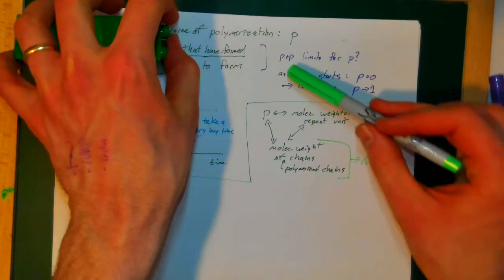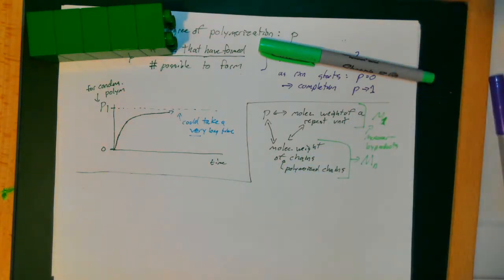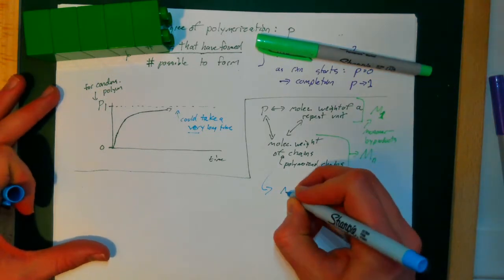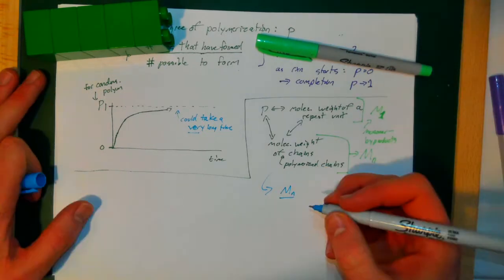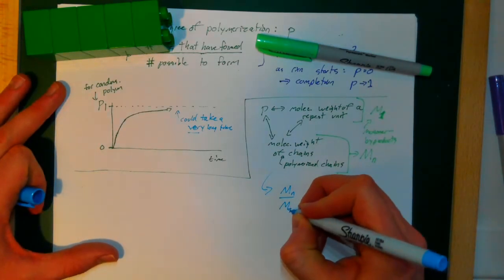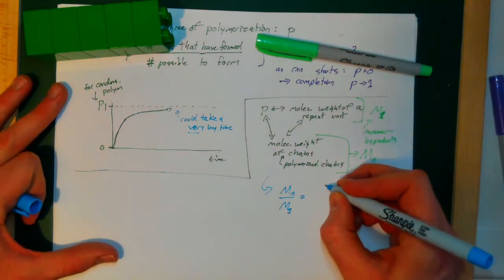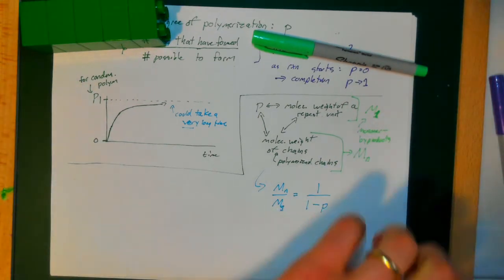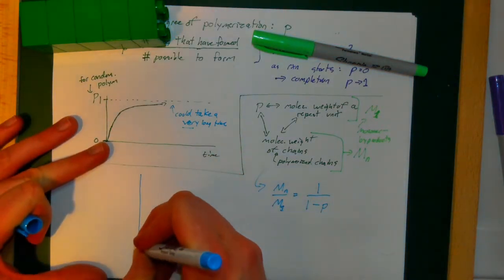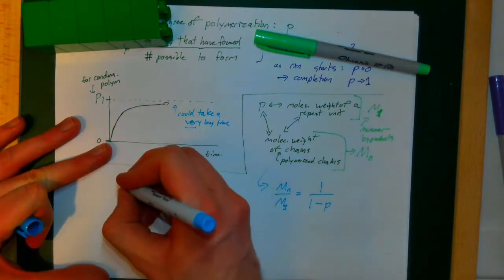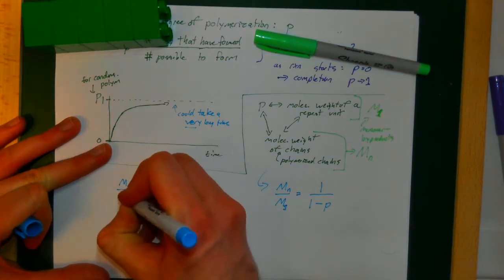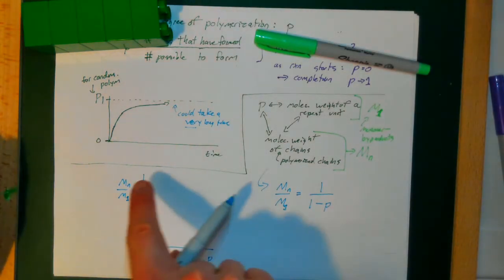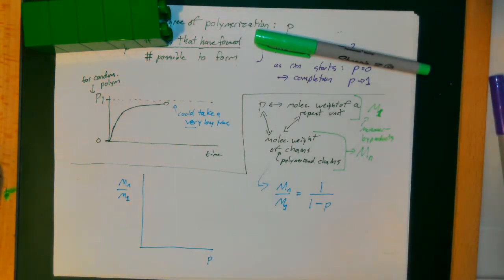These are related to P through the following formula. This relationship is described mathematically as M sub n over M sub 1 is equal to 1 over 1 minus P. So take a moment now and sketch what the ratio of Mn over M1 would look like as a function of P. Pause and ponder, sketch what this curve looks like.